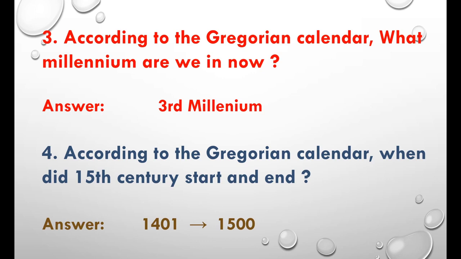Next question. Number 4. According to the Gregorian calendar, when did the 15th century start and end? Answer: 1401 to 1500, or 1400s to 1500s. It is known as the 15th century.